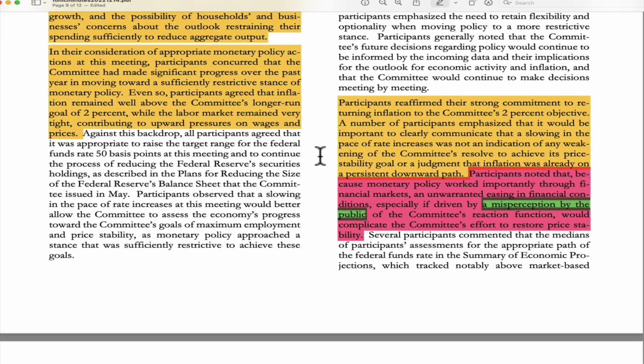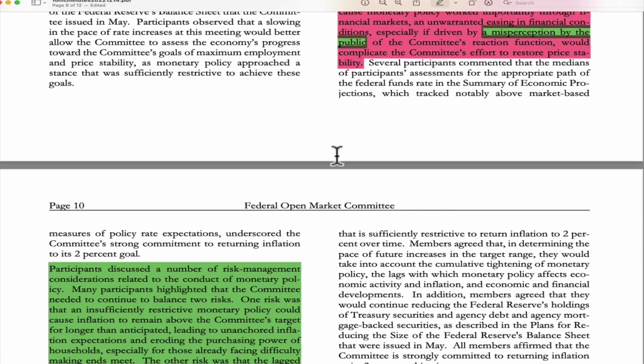I will throw up the Chicago Fed's Financial Conditions Index as soon as we're done this, and we'll see what's going on there.